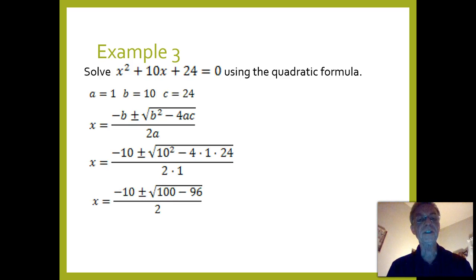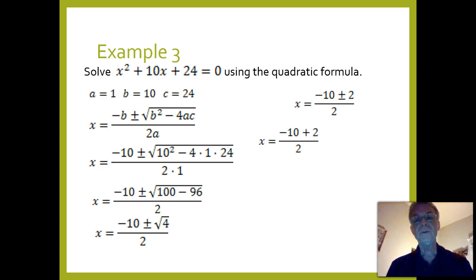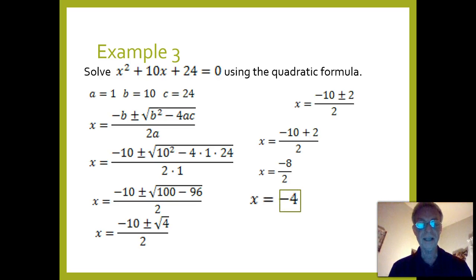Okay, so this gives us negative 10 plus or minus the square root of 100 minus 96 over 2. So this gives us negative 10 plus or minus the square root of 4 over 2. The square root of 4 is 2, so that gives us negative 10 plus or minus 2 over 2, which leads to negative 10 plus 2 over 2. That gives us negative 8 over 2, which reduces to negative 4.